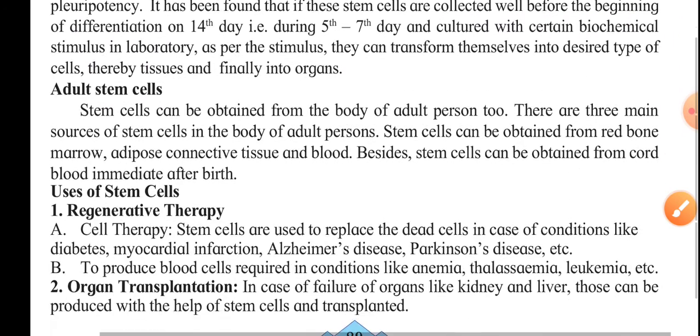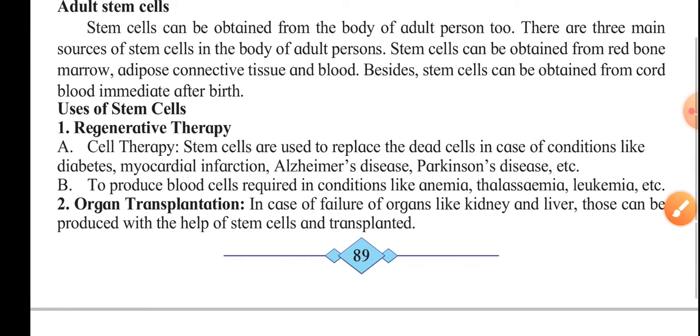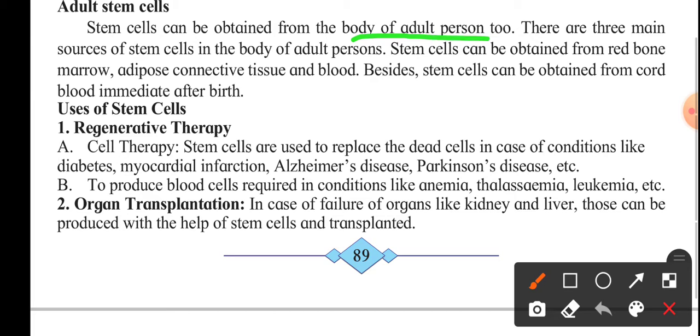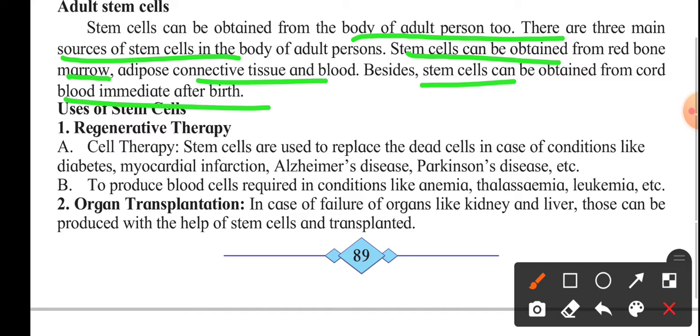Further is adult stem cells. Stem cells can be obtained from the body of an adult person too. There are three main sources of stem cells. From the body of adult persons, stem cells can be obtained from red bone marrow, adipose connective tissue, and the blood. Besides, stem cells can be obtained from cord blood immediately after birth.